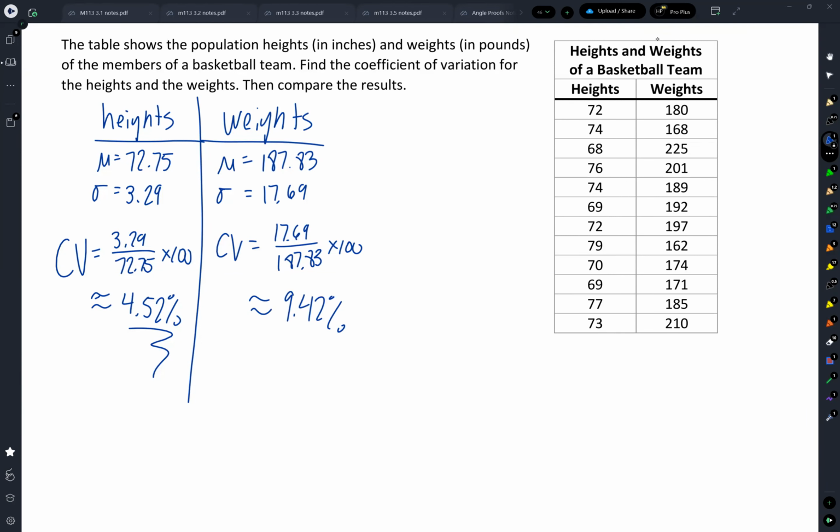Okay, so let's compare these results. The standard deviation as a percentage of the mean height is lower than the standard deviation as a percentage of the mean weight.